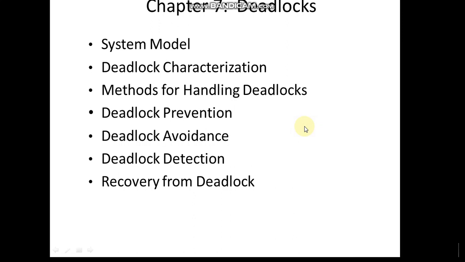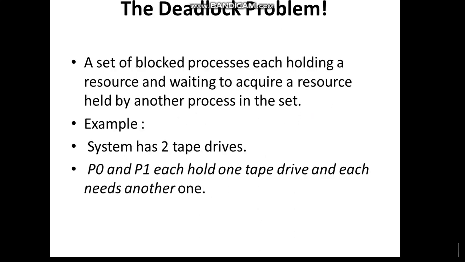These are the different topics which I am going to cover here: system model, deadlock characterization, methods for handling deadlocks, deadlock prevention, avoidance, detection and recovery from the deadlock mainly. These are the objectives. What is a deadlock? First that we'll see here.